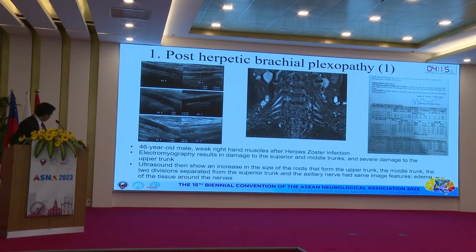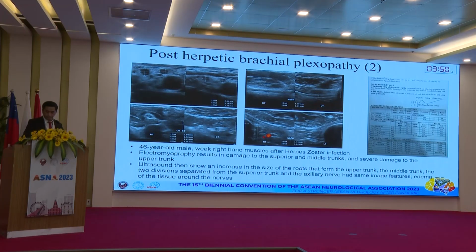You can see I compare the C5, C6, and C7 on both sides. It's more black and bigger. And when we do the MRI, you see the same. It's bigger and more hyperintense. And this is one case of post-herpetic brachial neuropathy. In another plane, you can compare, you see here. We compare the two divisions of the upper trunk, and also the axillary nerve on the right side is bigger.